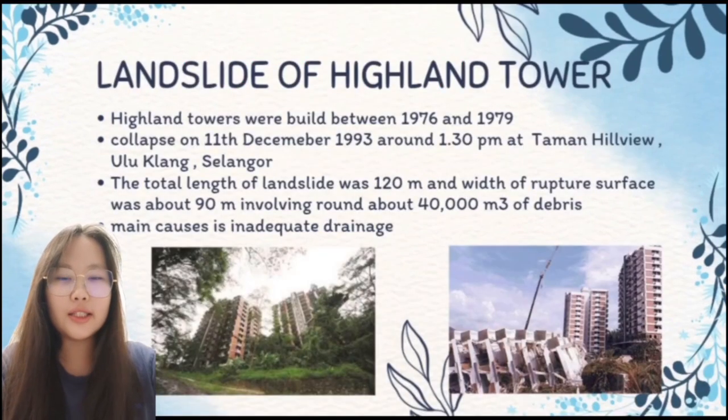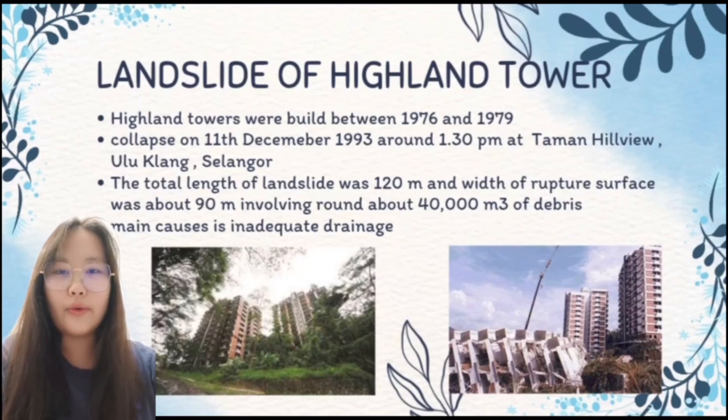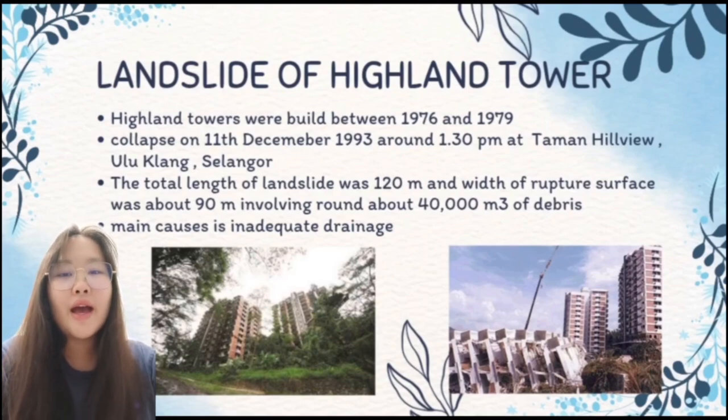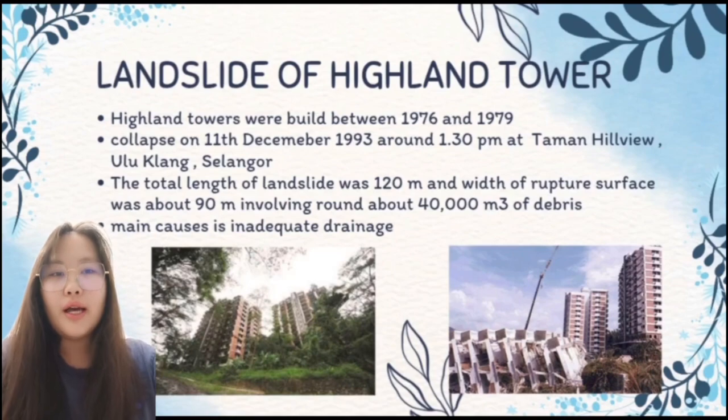Landslides have become a primary focus in slope engineering as cases increase, and most landslides result from an unknown confluence of factors, and most occur on slopes created by humidity. Since today we are discussing the landslide of the Highland Tower, let me tell you something about it. Highland Tower was built between 1976 and 1979, and it collapsed on 11th December 1993 around 1:30 p.m. at Ulu Klang, Selangor. The total length of the landslide was 120 meters, and the main cause of the landslide was inadequate drainage.